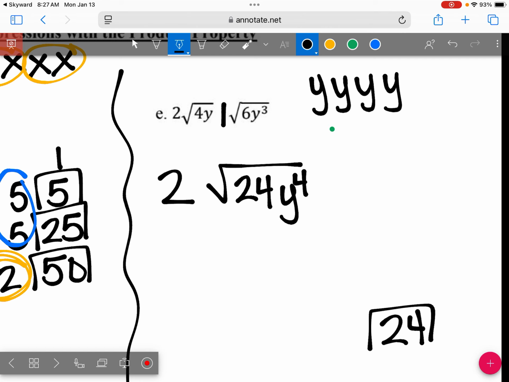No, you only multiply the numbers on the outside. So if you don't see a number, there's a 1. And then what's under is multiplied together. You can't multiply something on the outside with something under the radical.